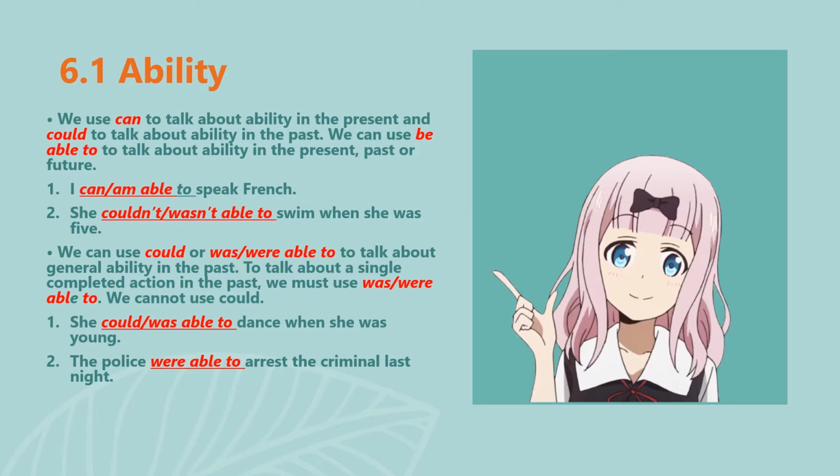Okay, let's check the example. She could dance when she was young. Or you can say she was able to dance when she was young. Okay, this is for the first example. Yang second tu yang dah completed punya action. The police were able to arrest the criminal last night. Okay, dah siap dah, dah tangkap habis dah. You cannot use could. The police could arrest the criminal last night is wrong. Okay, sebab dia dah tangkap. Kalau belum tangkap lagi, mungkin you can use could.